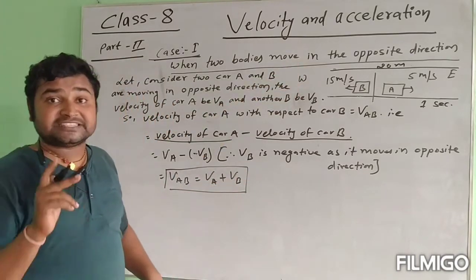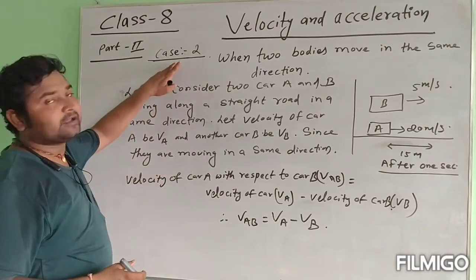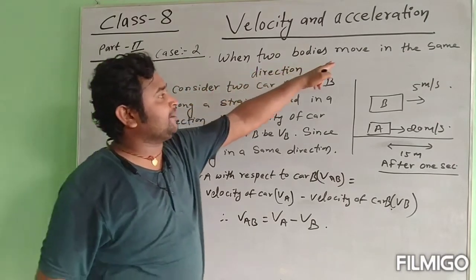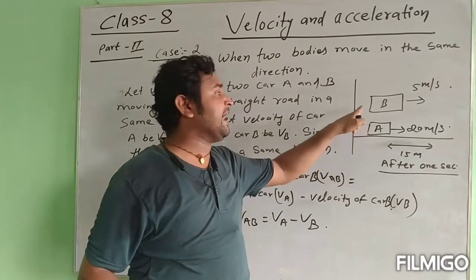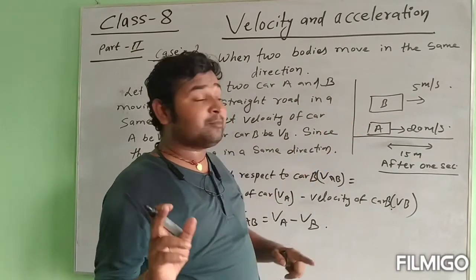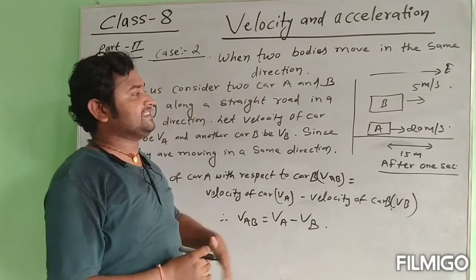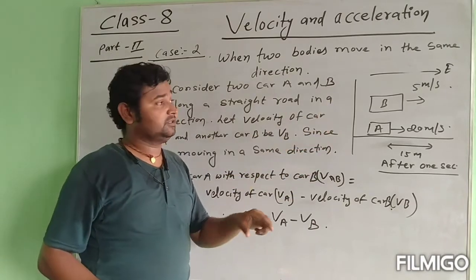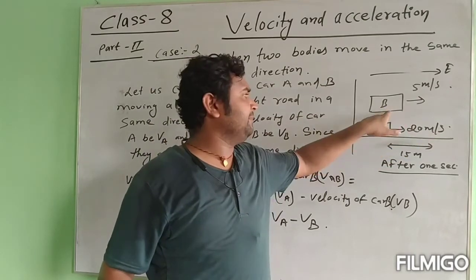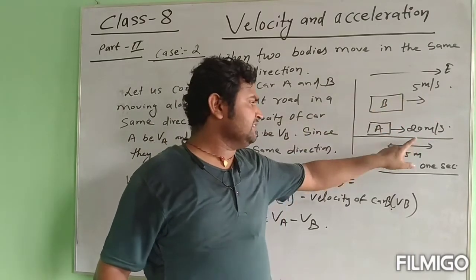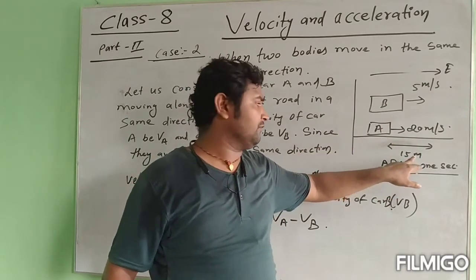Now case number two. When the two bodies are moving in the same direction, here we have to look carefully at the picture. The two bodies, car A and car B, are moving in the same direction, towards the east, with the same reference point. But car A has 20 meters per second and car B has 5 meters per second. It means in 1 second, the distance between them changes by 5 meters.